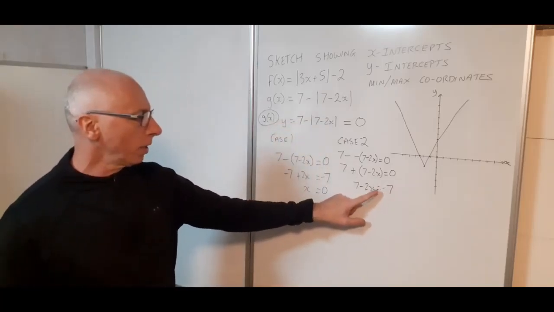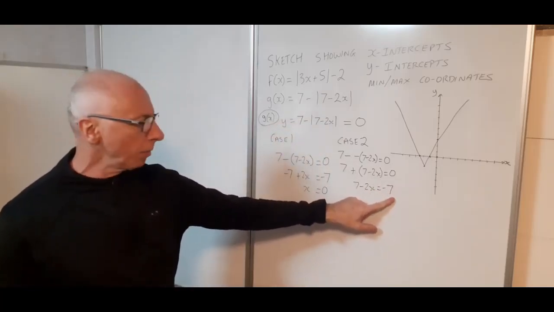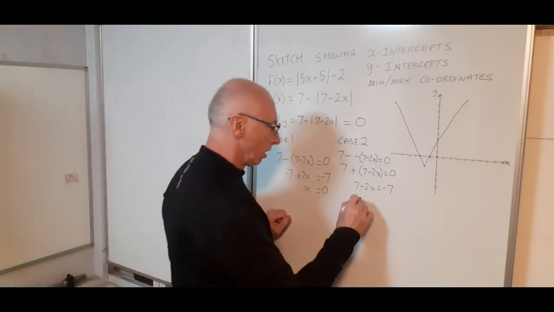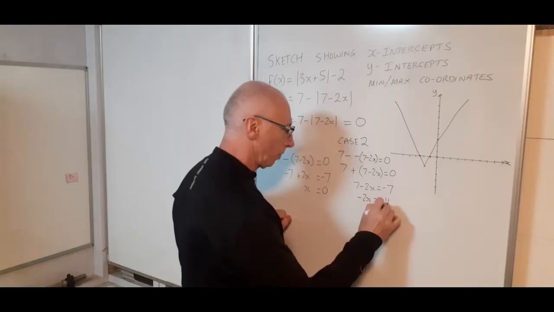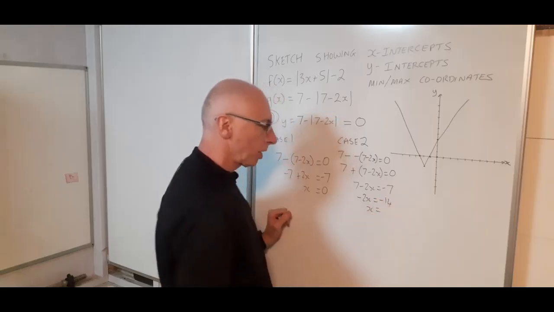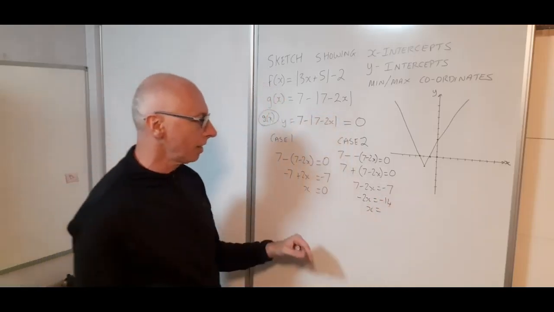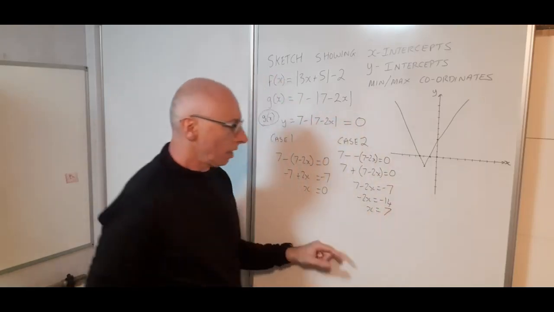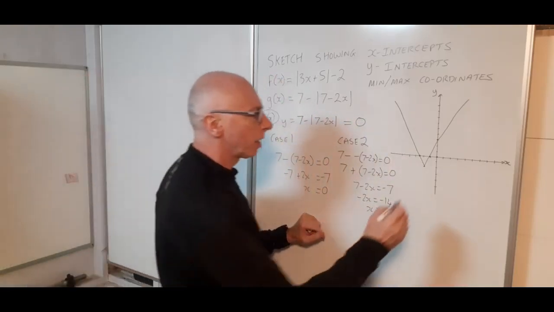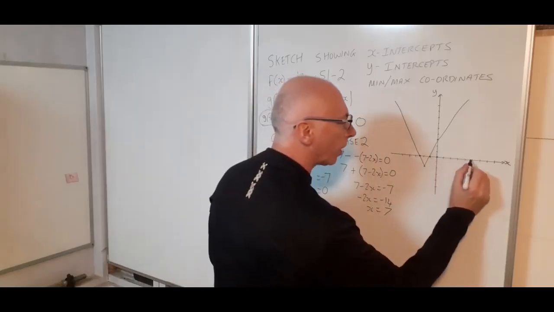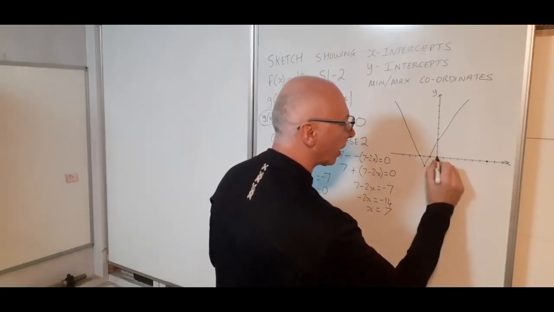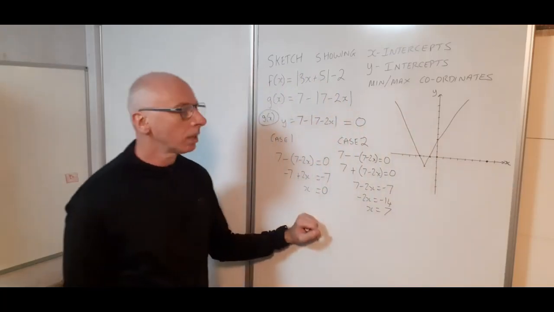So now what I can do is bring this 7 over to there, which will have minus 14. So minus 2x equals minus 14. Divide both sides by minus 2, in which case x is 7. So that's my second intercept. 1, 2, 3, 4, 5, 6, 7. Okay, so there's my intercepts.